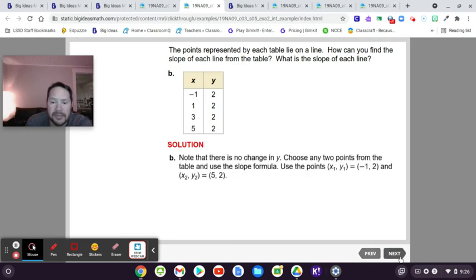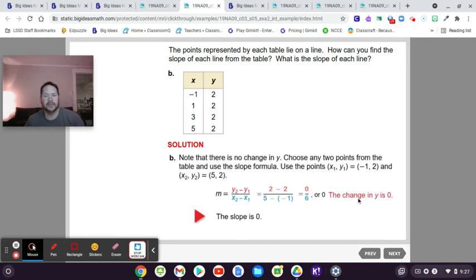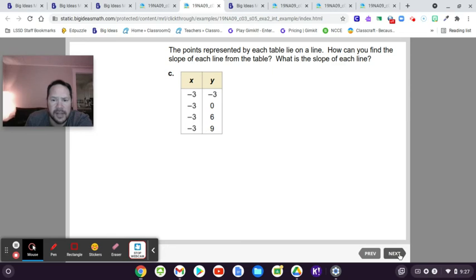All right, so this one, a little tricky because there is no rise at all. If you pick any 2 points here, the y value stays the same. This is a horizontal line, which means the rise is 0 for any run that you have. So it's a slope of 0. So this would be a horizontal line, which you could graph and see that for every point, the y value stays at 2. So slope is 0. There we go.